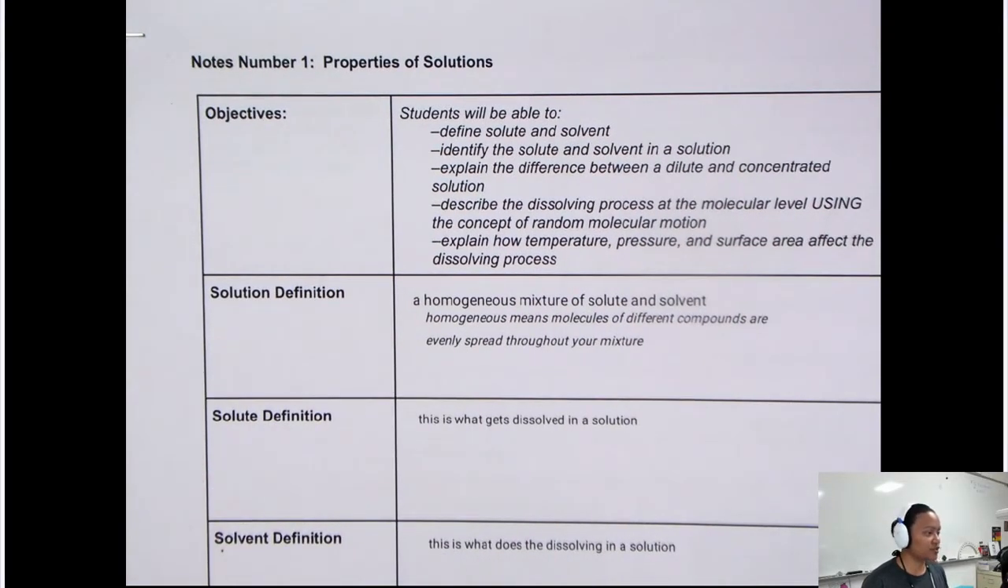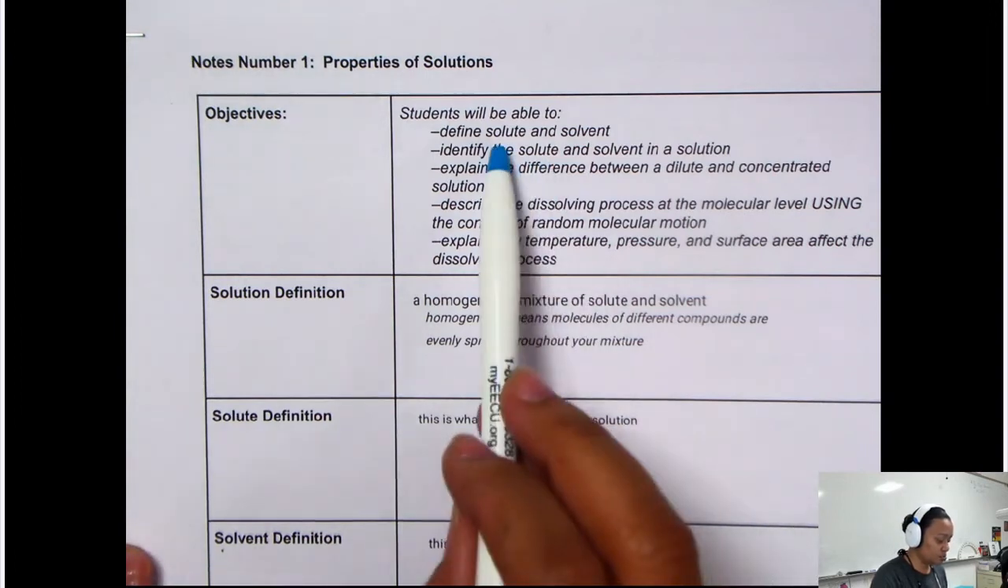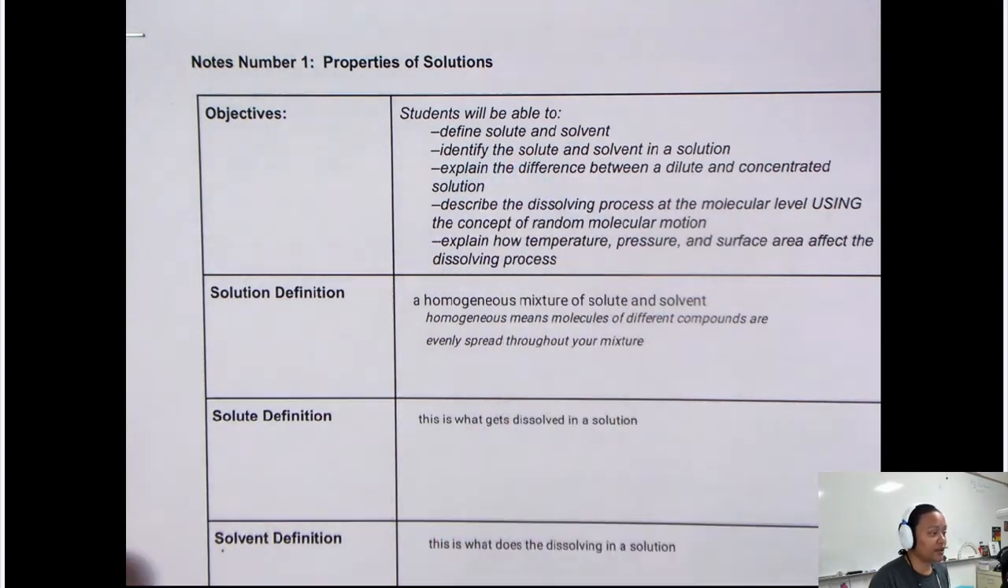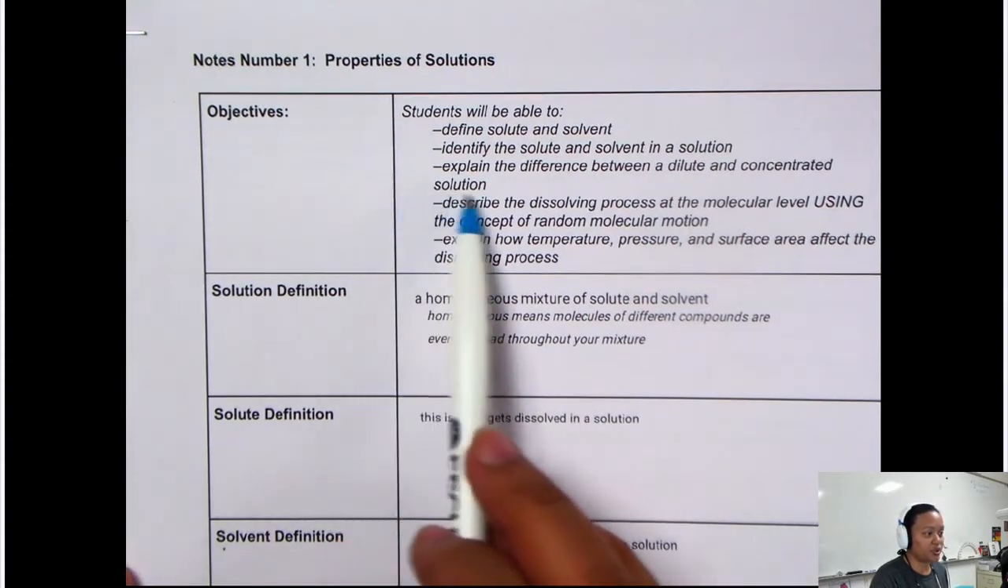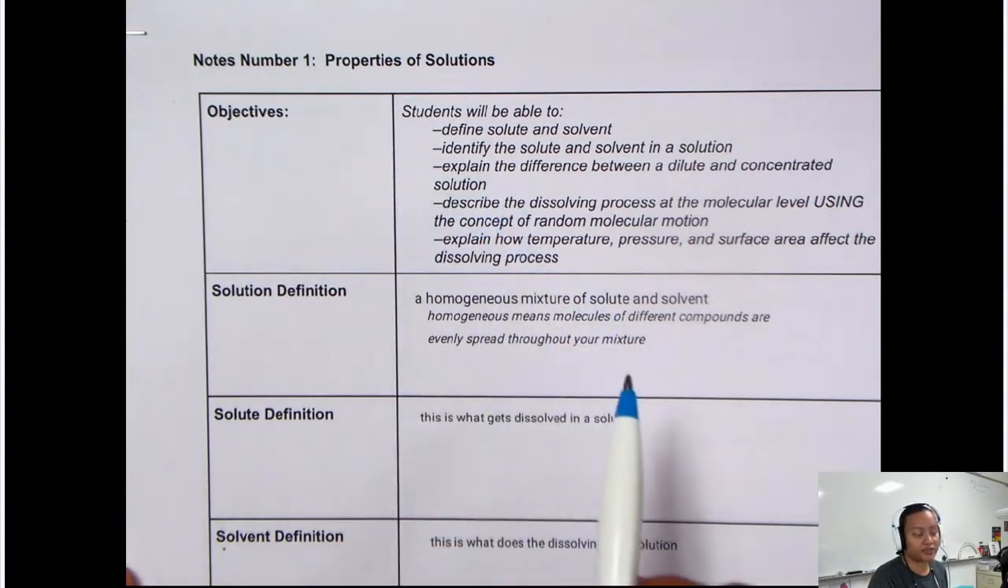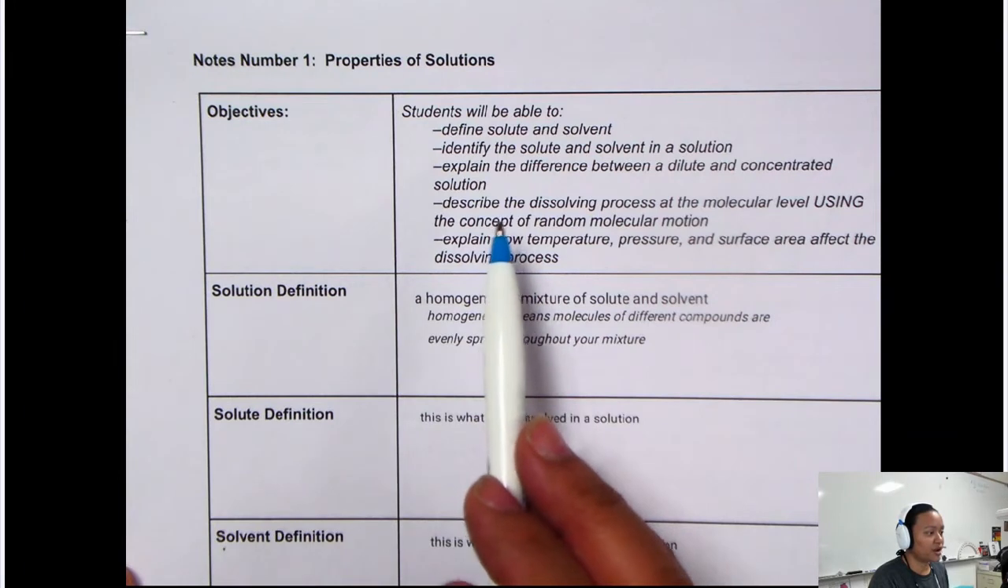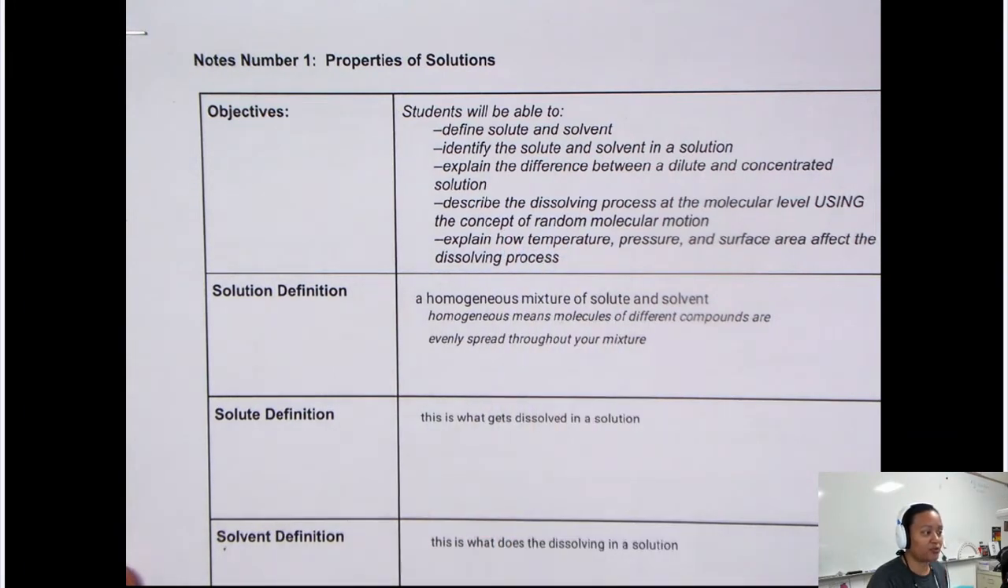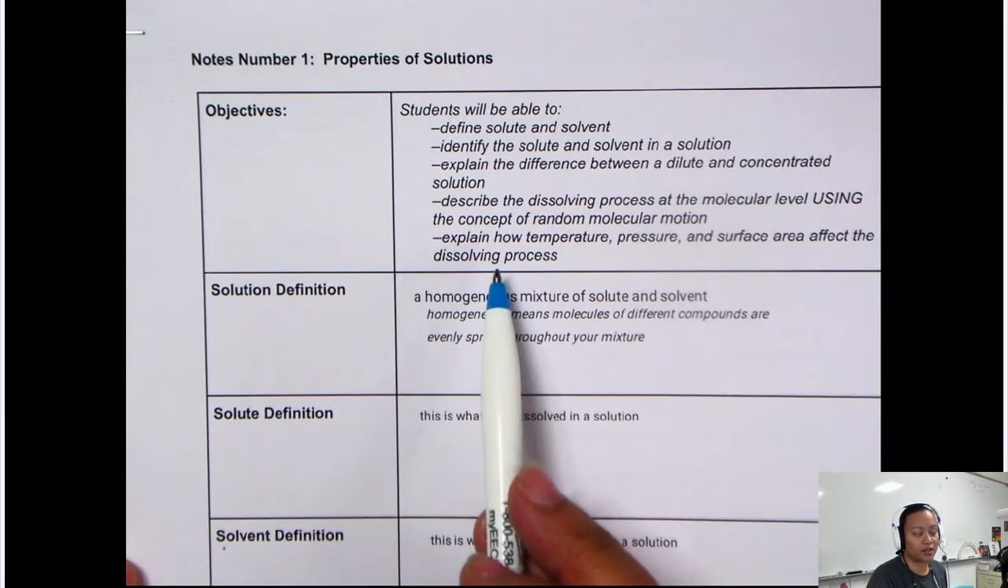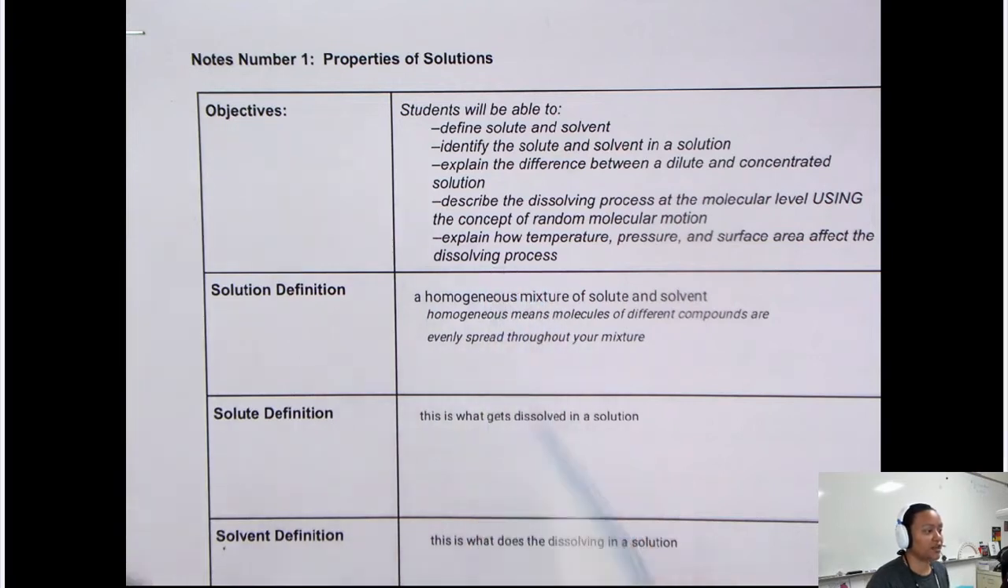So the objectives are students will be able to define solute and solvent and identify solutes and solvents in a solution, explain the difference between a dilute and concentrated solution, describe the dissolving process at the molecular level using the concept of random molecular motion, and then explain how temperature, pressure, and surface area affect the dissolving process.